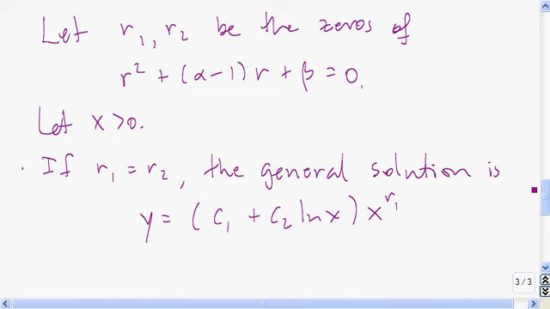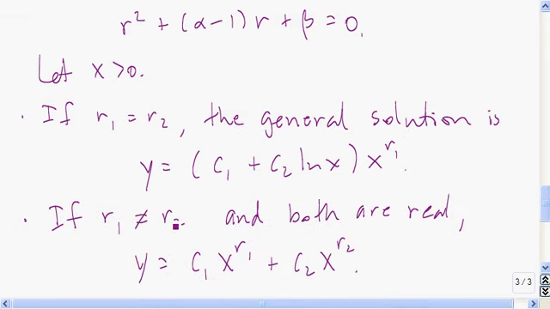All right, so if r1 and r2 are the same, then the general solution for the Euler equation will be (c1 plus c2 times the natural log of x) times x to the r1. Since r1 is the same as r2, obviously it doesn't matter which one you put there. If r1 and r2 are distinct and real, then, as in the example I showed above, the general solution will be c1 x to the r1 plus c2 x to the r2.